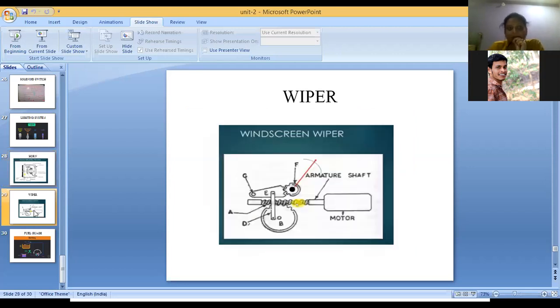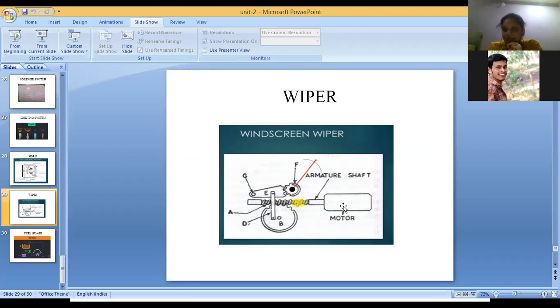Next one is the wiper. Wiper is what you have in front of your car glass. Here you have a motor. This motor is connected to a worm thread. When it is rotating, this sector gear will rotate like this and create rotations. When it is rotating, this sector gear will move up and down. When it is moving up and down, this gear will also move up and down like this. As a result, the wiper will also start moving.